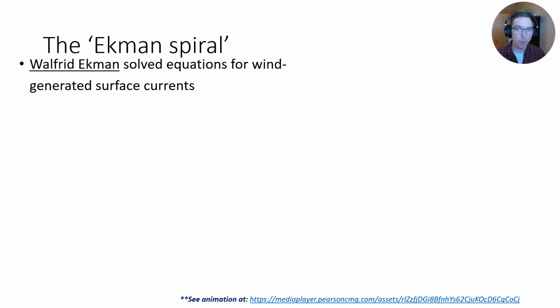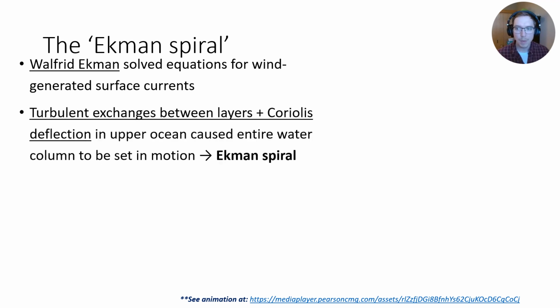So one of the really important concepts to consider is what we call the Ekman spiral. This equation at least was solved by a gentleman named Walfrid Ekman for wind-generated surface currents. He lived from 1874 to 1954. He's a Swedish scientist, and he theorized this first in 1902. So basically what happens is when surface water molecules move by the force of the wind, they in turn drag deeper layers of water molecules below them.